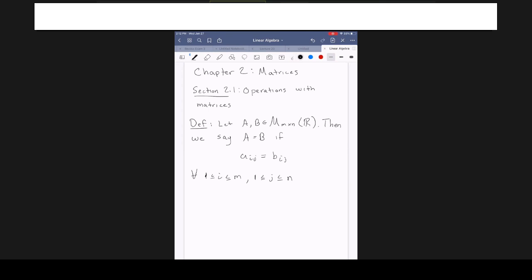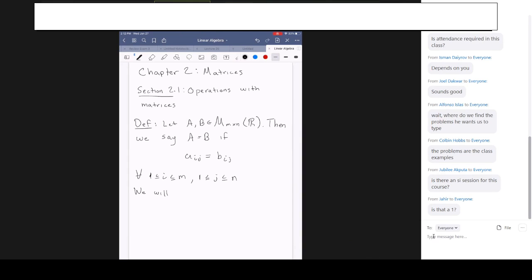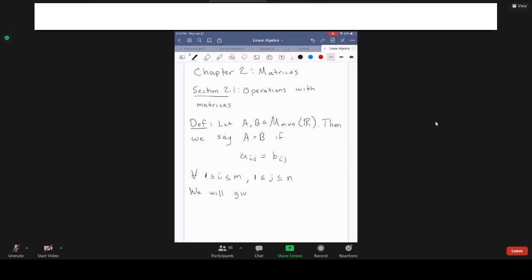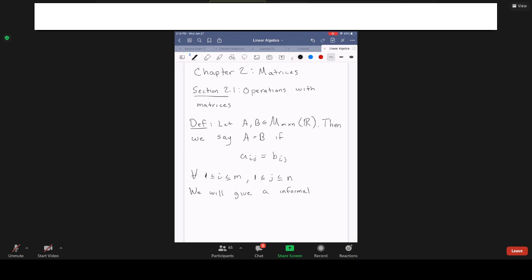Okay, so now we have a notion of what it means for two matrices to be the same. Next, we will give an informal definition of a vector, okay?